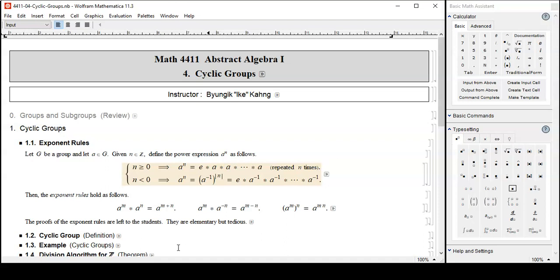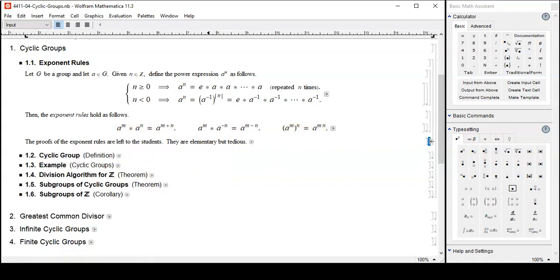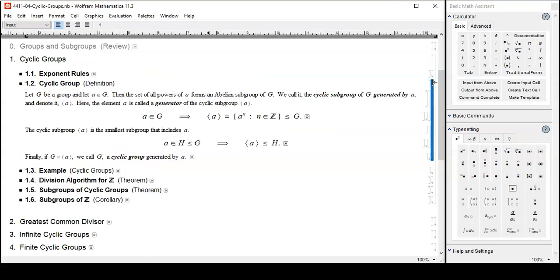Now from here, you can easily deduce exponent rules. Rule number 1, rule number 2, and rule number 3 like this. The proofs are left to the students because it's elementary. But tedious, very tedious actually, because we have to consider when m is non-negative and n is non-negative, m is non-negative and n is negative, and so on and so forth, 4 times. And then for each, you have to count appropriately, prove this, and that. Elementary, but tedious. Let's suppose everybody went through that already, and let's say exponent rules are done, and let's review cyclic subgroups.